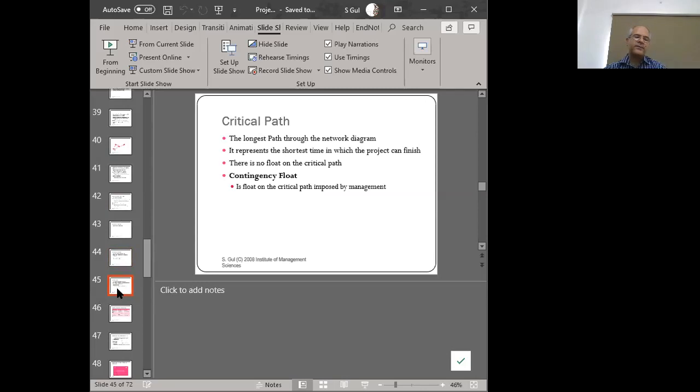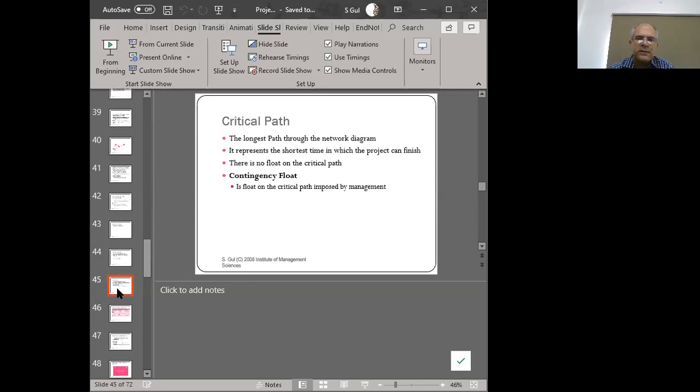Now, the critical path, I've done a separate video on this for us. There were certain characteristics of the critical path, which is that it was the longest path through the network. It was the shortest amount of time in which the project could be completed. The critical path had zero float. It could go through the dummy, and we could have more than one critical path, right?